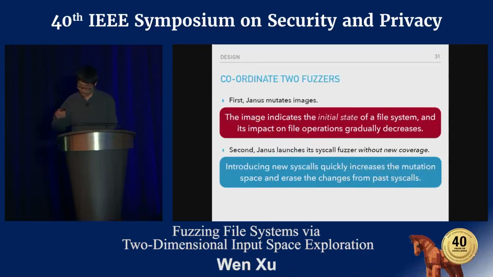And also, Janus successfully coordinates these two fuzzers. We always first invoke the image mutator. This is because the disk image, in fact, represents the initial status of a file system. As time flies, more and more file operations are invoked, and its impact becomes less and less. So we always mutate the image first and do not mutate the program. If there's no progress, then we try to generate a new program by appending new syscalls or mutating existing system calls.